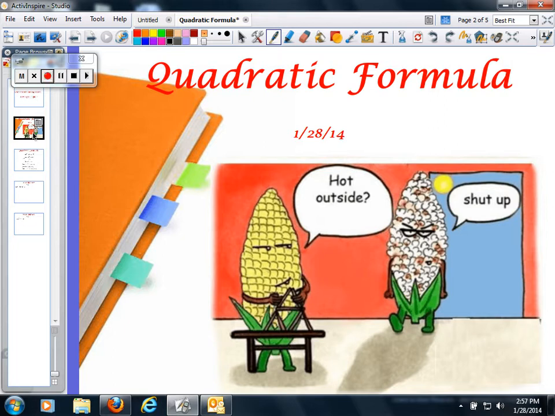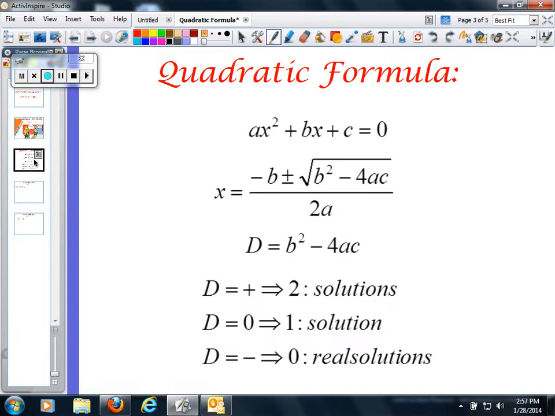So anyways, make sure you take good notes today. Alright, so today we're going to be looking at the quadratic formula. The quadratic formula comes from what we call quadratic form. And in order to do the quadratic formula, it has to be in quadratic form. The quadratic formula then is x equals negative b plus or minus the square root of b squared minus 4ac, all over 2a.